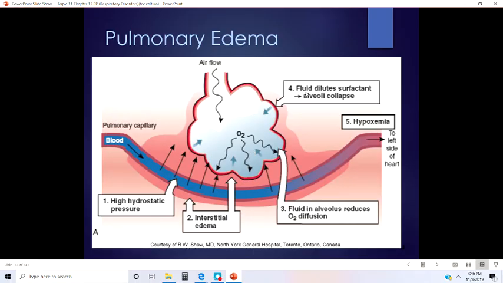The other thing that happens is the fluid can actually dilute the surfactant. If you remember, that's the chemical that keeps the alveoli from collapsing or sticking together, so that we can expand them when we breathe in. So by reducing the surfactant, now the alveoli will collapse. So ultimately, we didn't get the oxygen moving through the water into the bloodstream. So this blood that normally would be rich in oxygen going back to the heart, right, is not going to be as rich in oxygen.